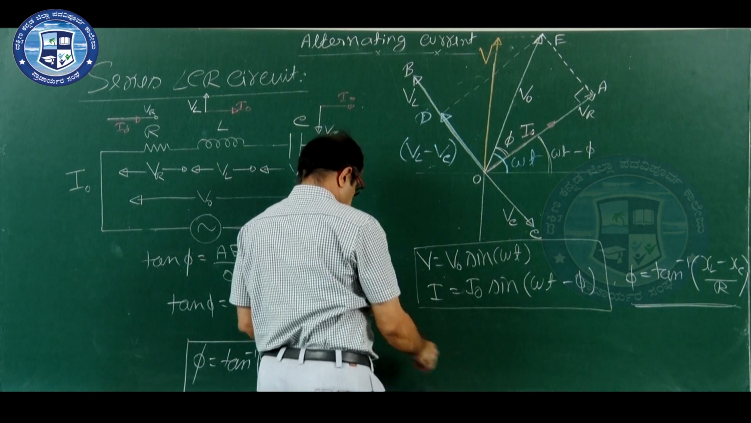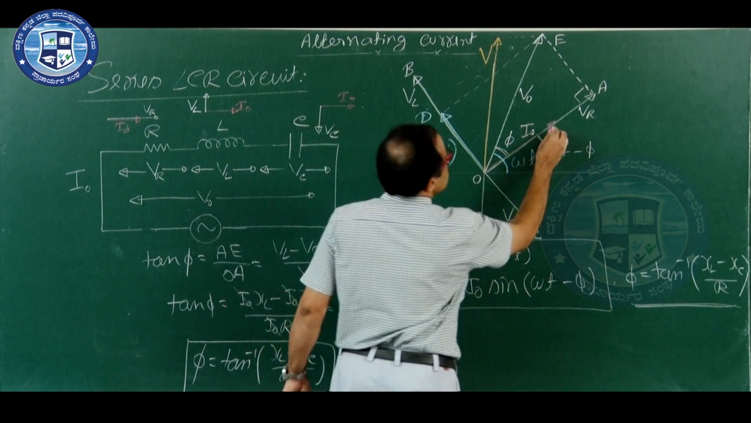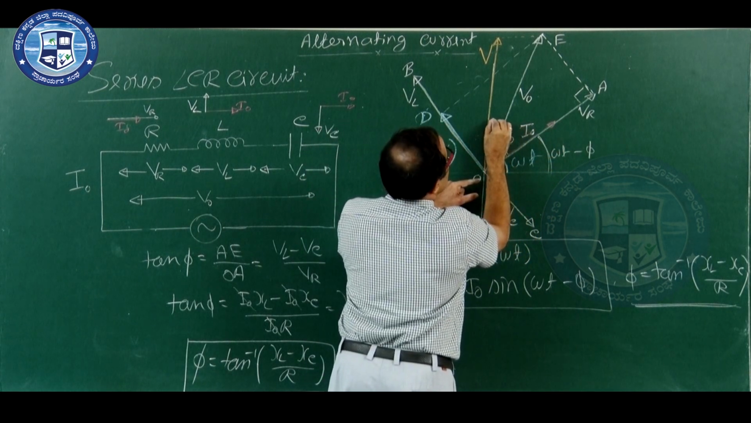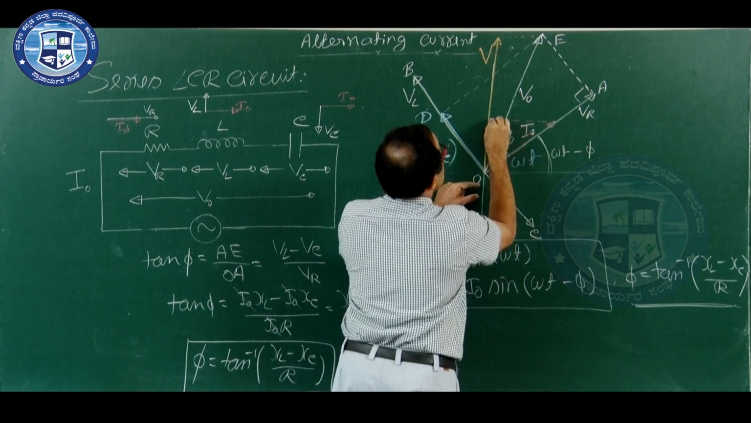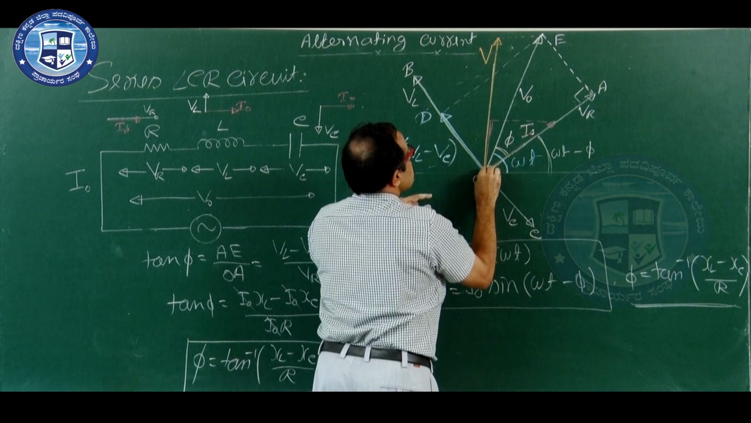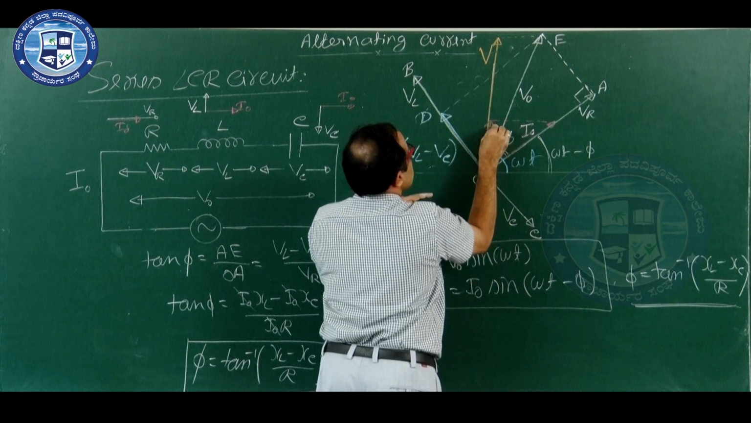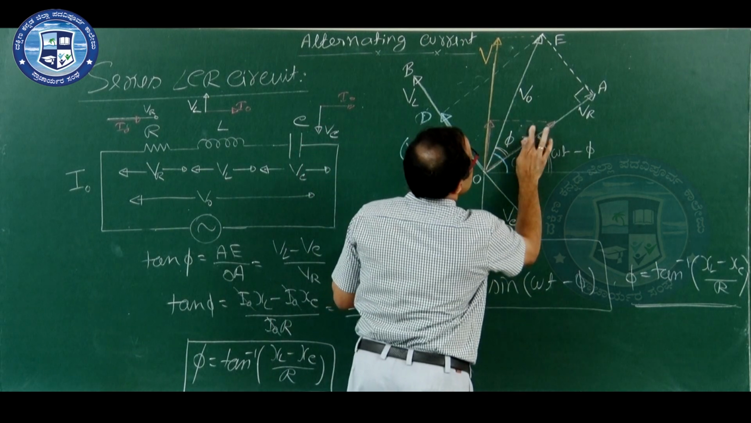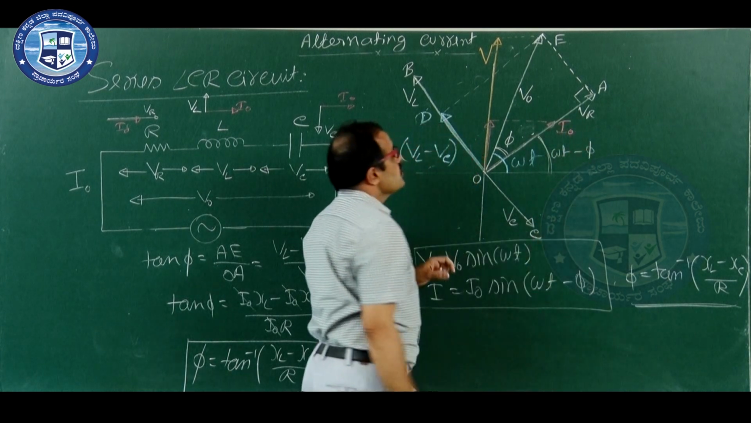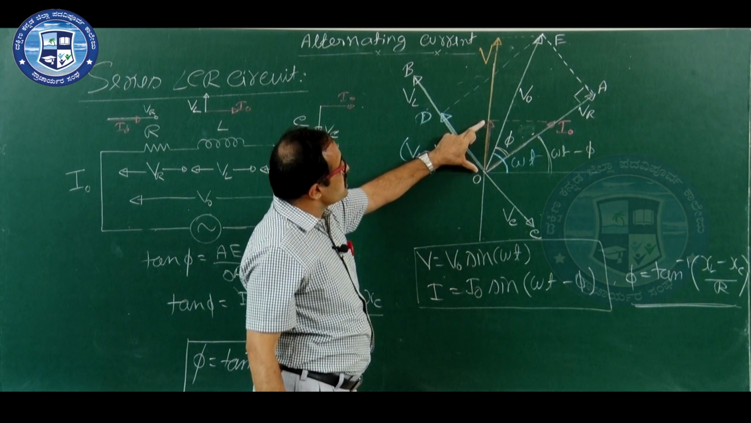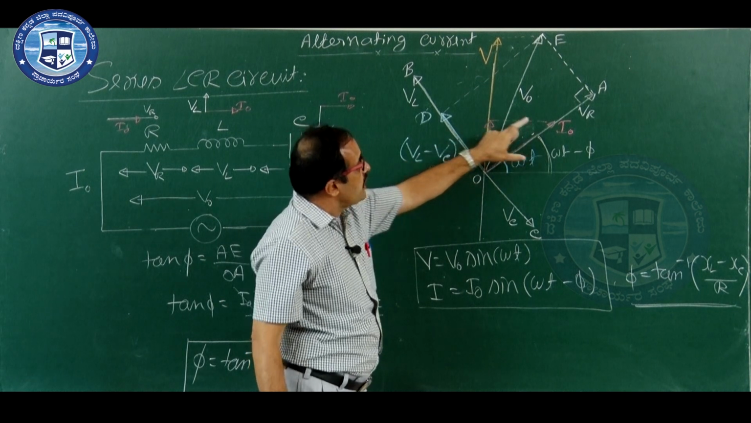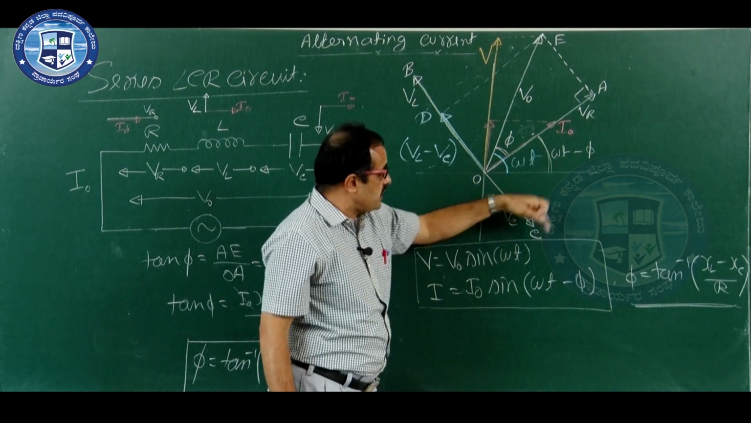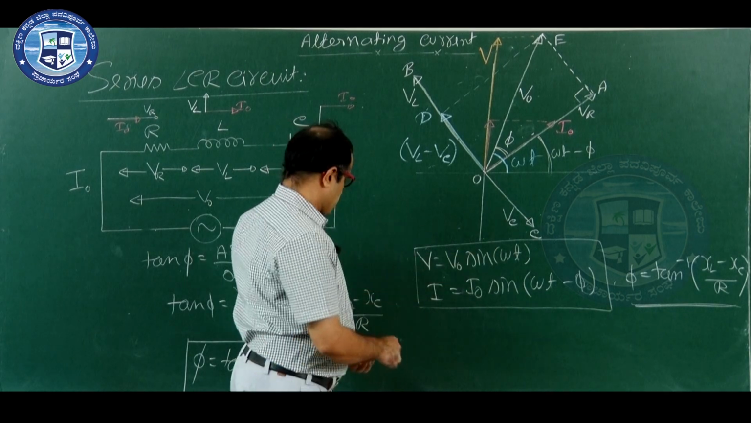And what about current? This is I naught. So, we take its y component. So, this is I, the instantaneous current. This is I naught. I will write it here, I naught. So, it is the instantaneous current. What is the formula for instantaneous current? I naught into sin omega t minus phi. It is the phase angle for current, that is this. Okay.